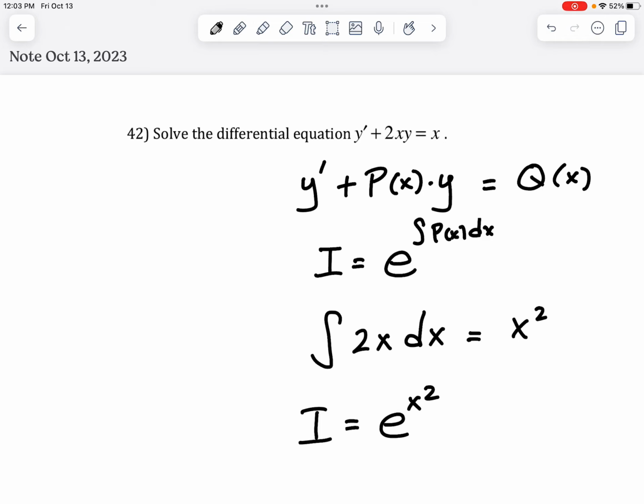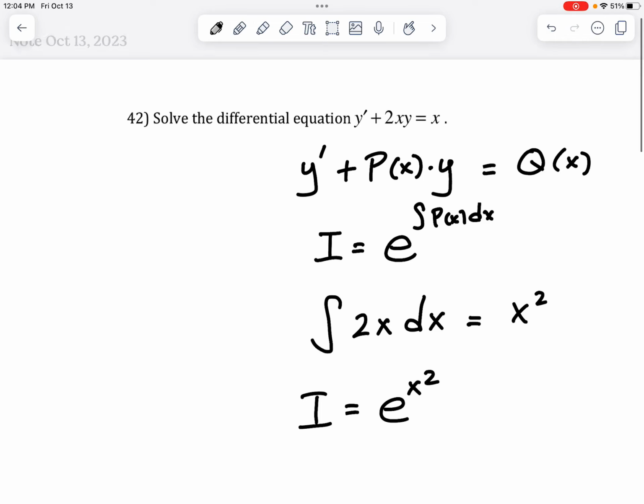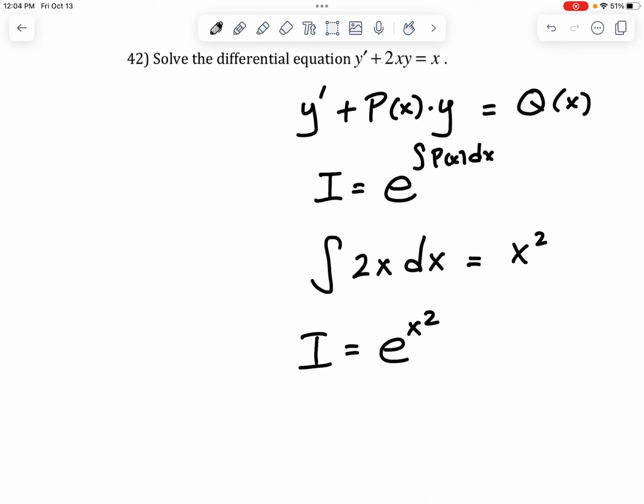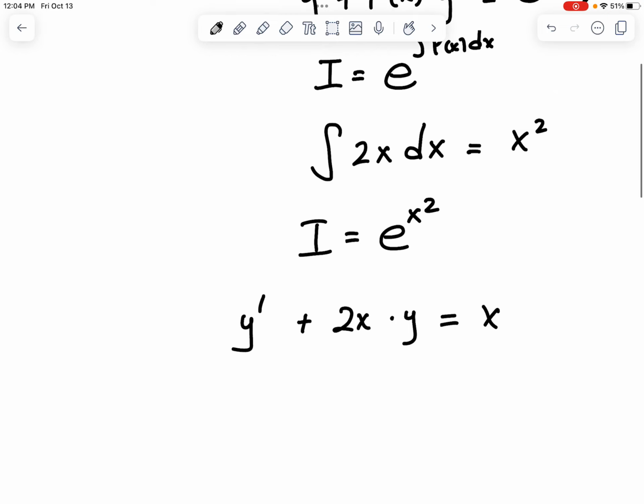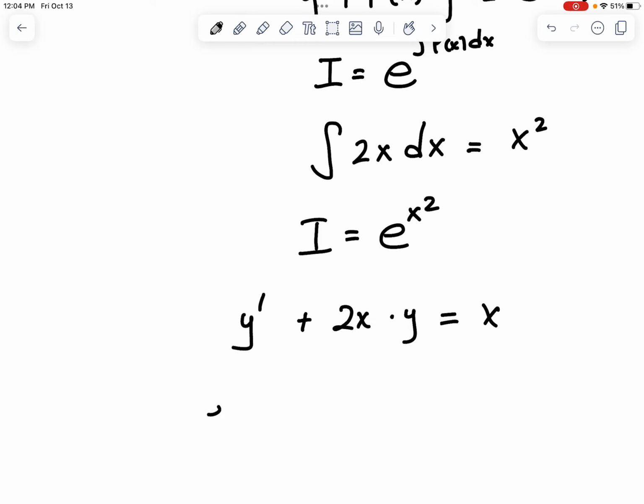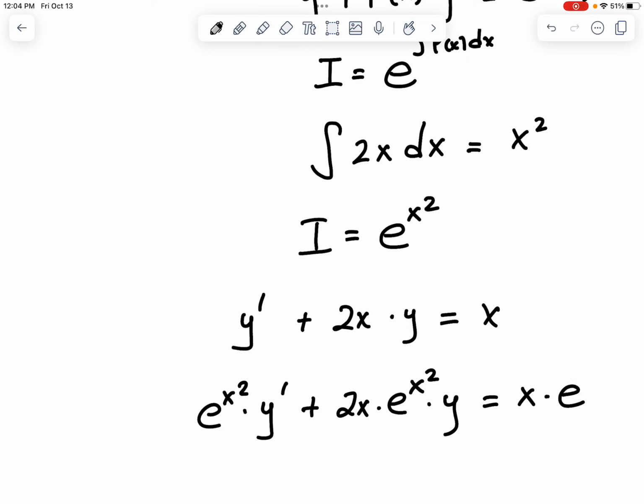And the next thing we do is take the equation and multiply both sides by the integrating factor. So we've got y prime plus 2x times y equals x. And now multiply both sides by e to the x squared. So there's e to the x squared times y prime plus the 2x times e to the x squared times y. And then on the right side, x times e to the x squared.